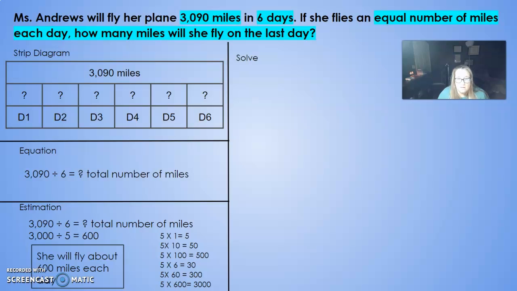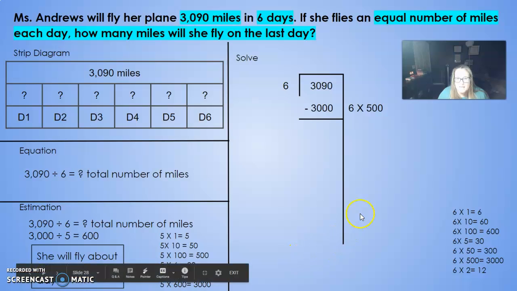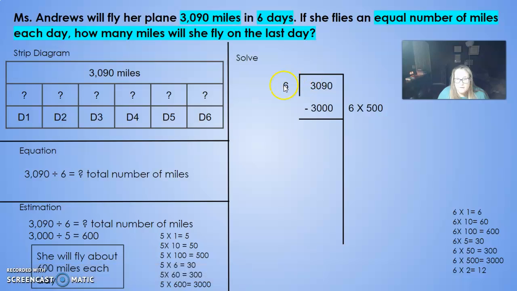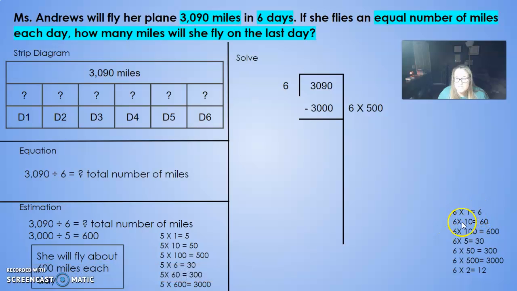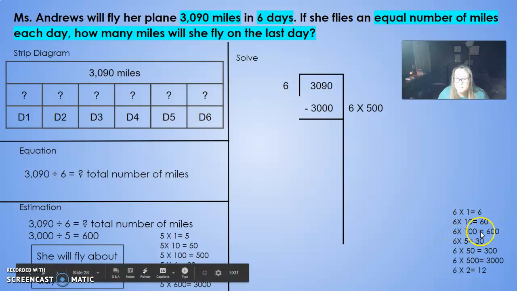So let's actually solve this problem. So I'm going to set it up first. I clicked the button too many times, but that's okay. 3,090 divided by 6. So I have 3,090, and I'm going to break it apart into 6 equal groups. So the first thing I'm going to do is write down all of my friendly numbers for my 6's. So I'm going to say 6 times 1 is 6, 6 times 10 is 60, 6 times 100 is 600, 6 times 5 is 30, 6 times 50 is 300, 6 times 500 is 3,000, and then I also know that 6 times 2 is 12. So I'm going to use this information to help me.